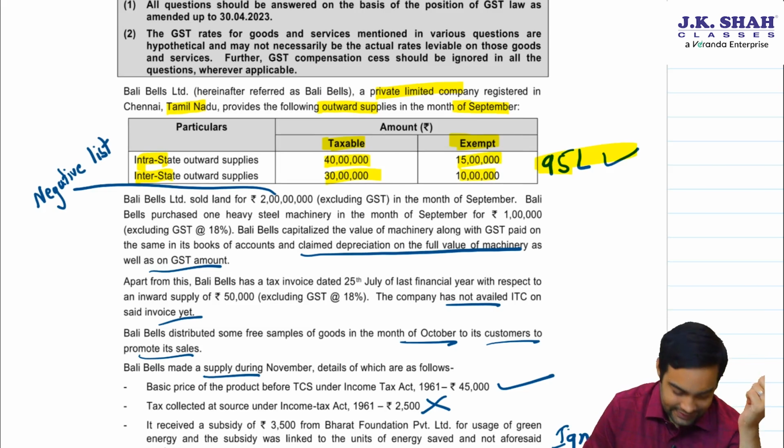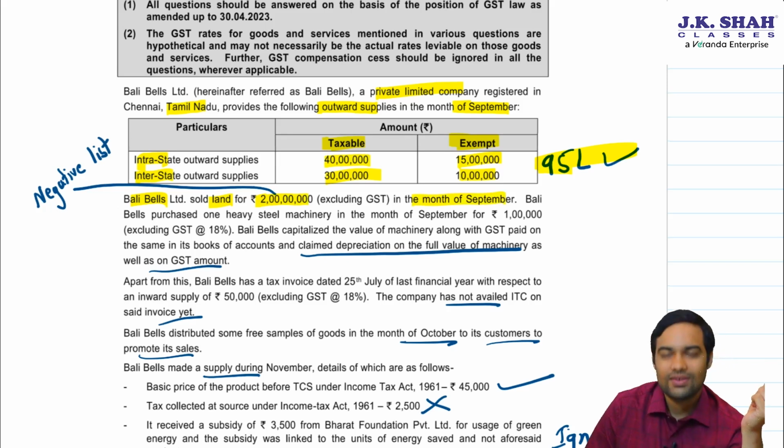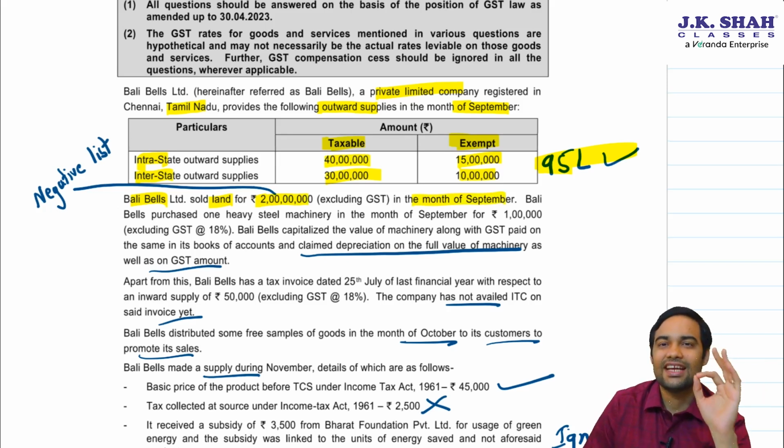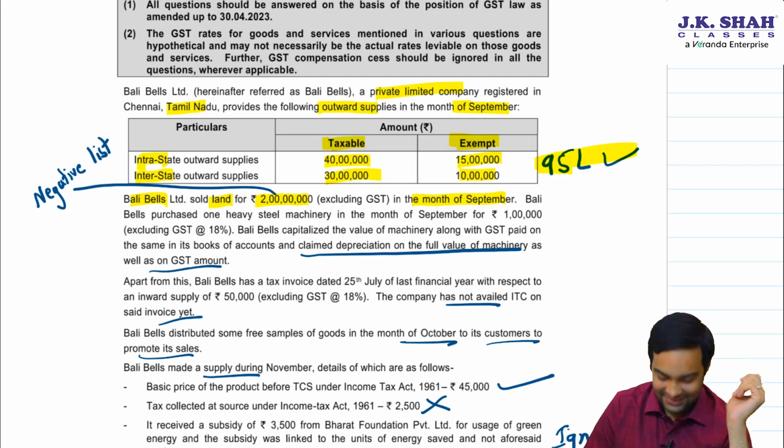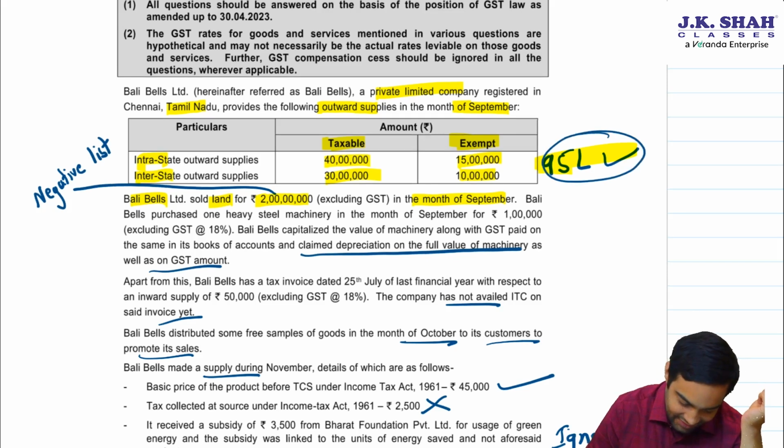Then let's see what has happened. Bali Bells sold land of rupees 2 crore in the month of September. Negative list. Will negative list ever form part of aggregate turnover? The answer is no. So we will have to ignore this for aggregate turnover purpose. So our aggregate turnover will be 95 lakh.